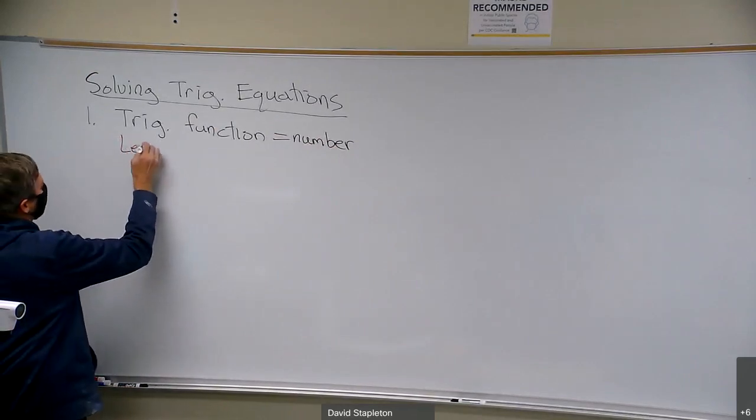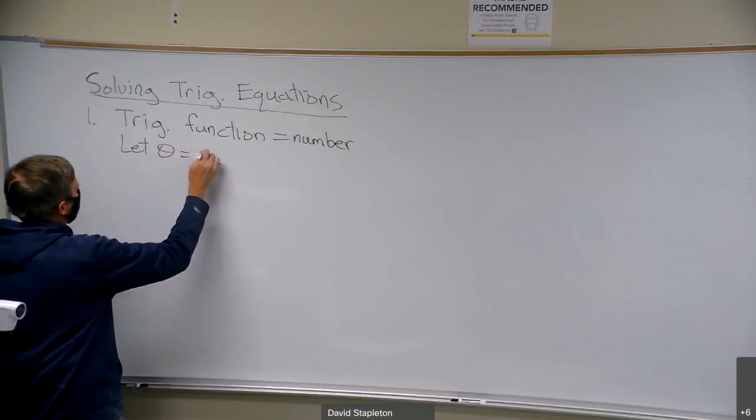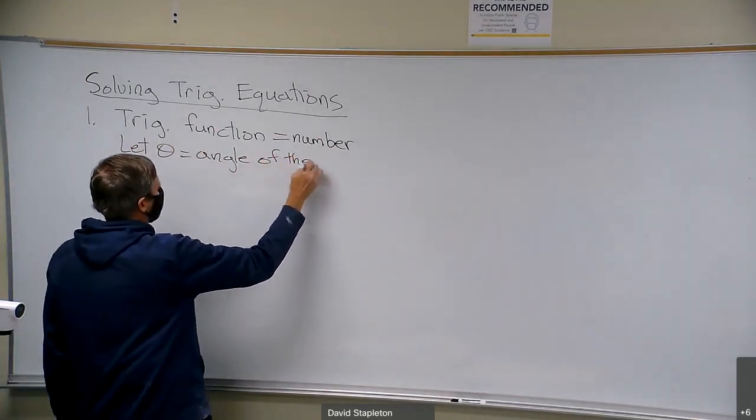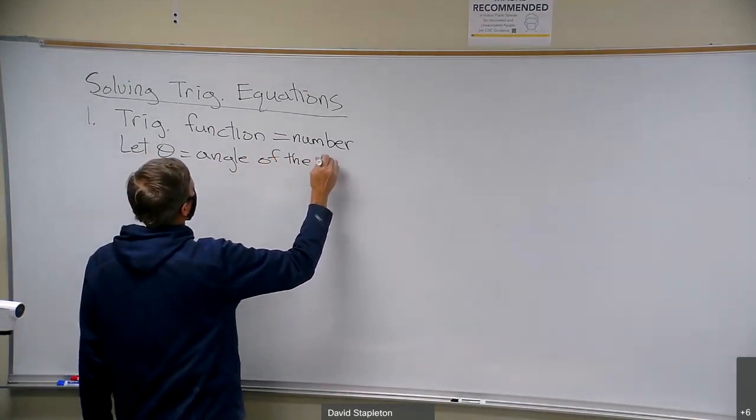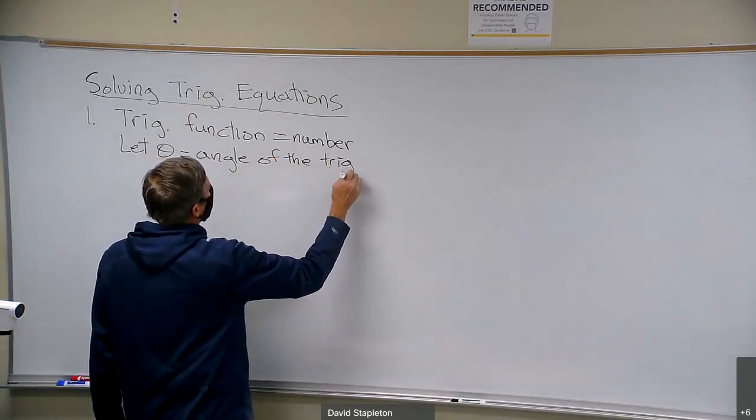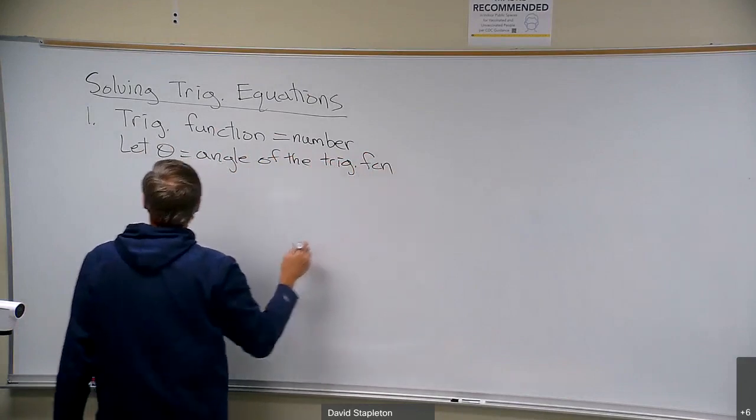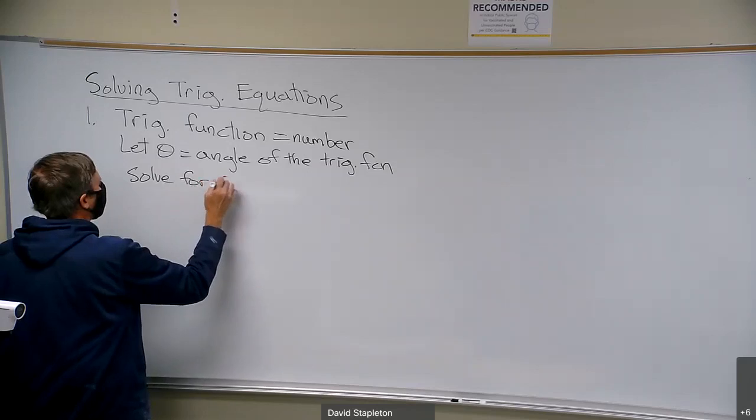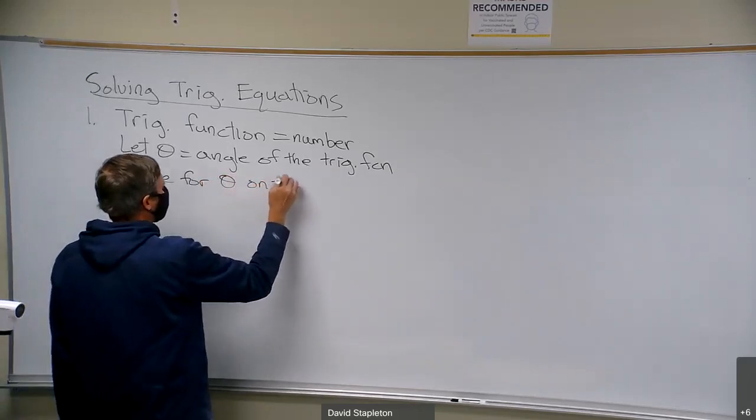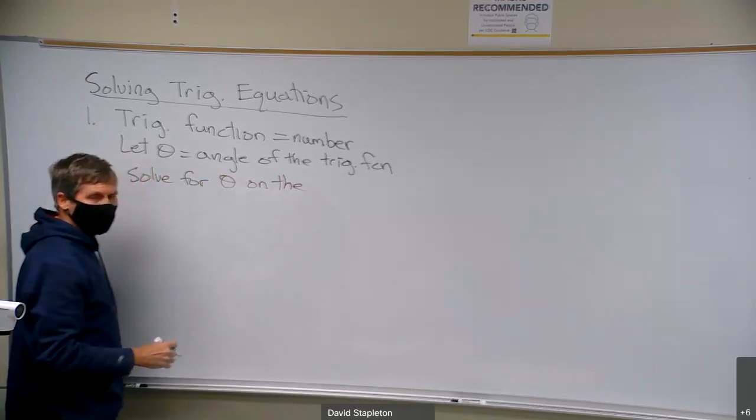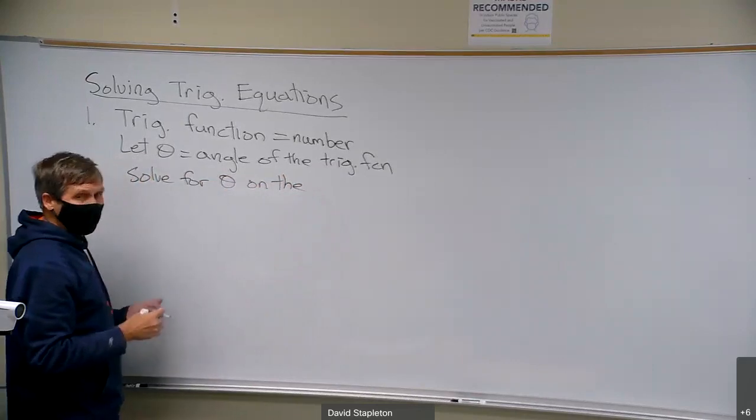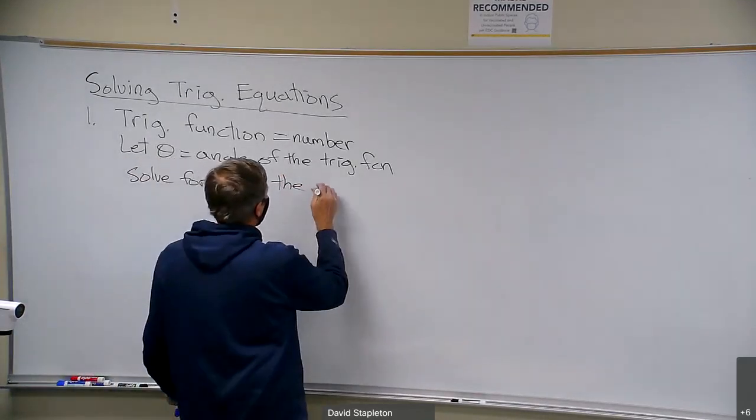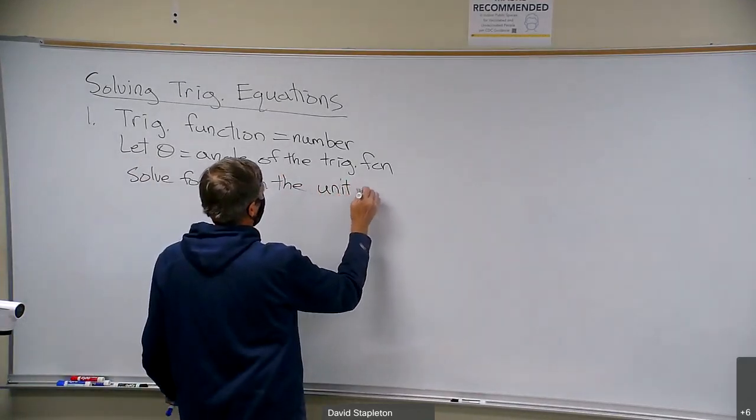You just let your favorite letters, such as theta, be the angle in the trig function. This might be some function of x itself. Solve for theta on the unit circle. This might be in terms of inverse trig functions if it's not a special triangle, or if it is a special triangle, then you want to find it exactly in terms of pi. But you solve it on the unit circle, always works.